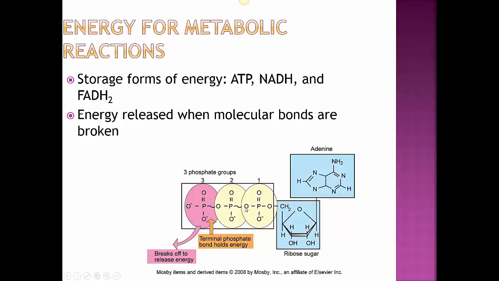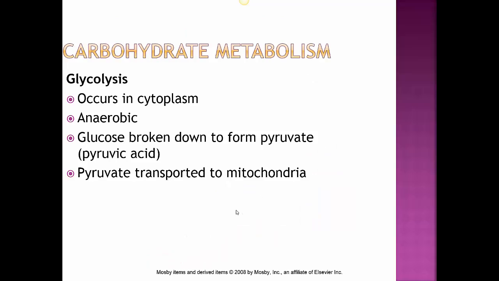And when this third one breaks off, a tremendous amount of energy is released, and it's enough to keep the body going. Of course, this energy has to be replenished, and that happens through fueling the Krebs cycle. We've talked about this with anabolism, but catabolism is going to occur in the cytoplasm, and originally it's going to be anaerobic.